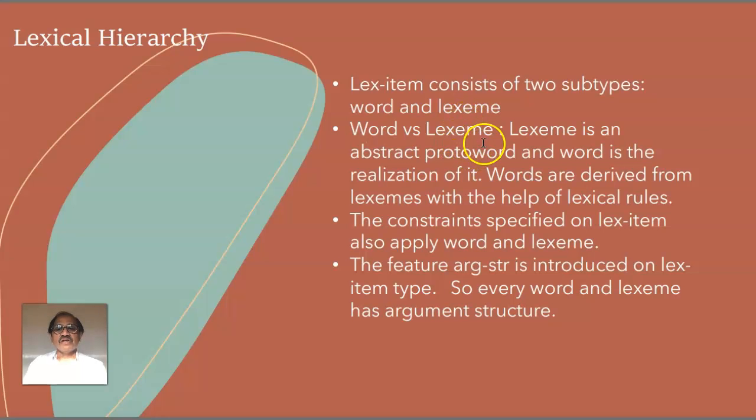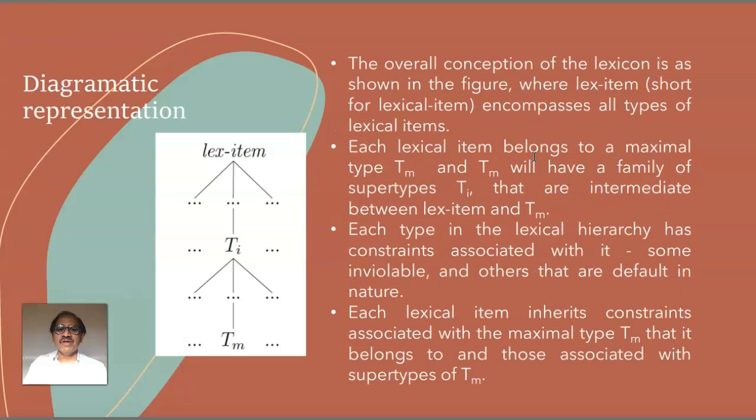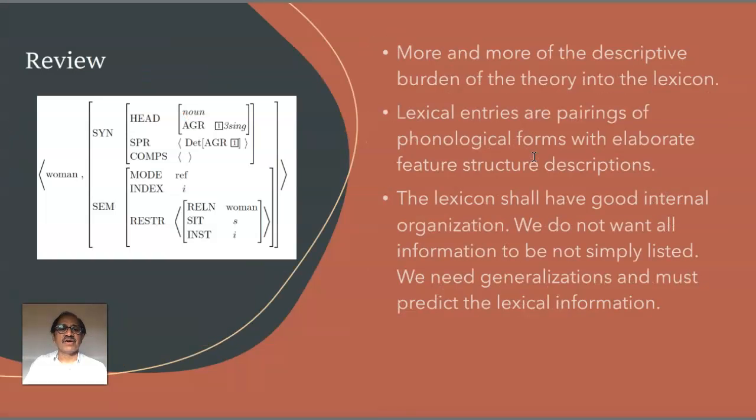And then you can also have killing, which is a present participle form of the lexeme kill. That's the distinction between word and lexeme. We will look at lexical rules later, but till then remember that words are derived from lexemes with the help of lexical rules. That means earlier we mentioned all the words in the lexicon. Till now what we are doing is we mentioned all the words in the lexicon, right?